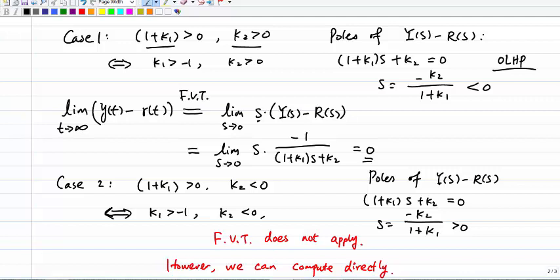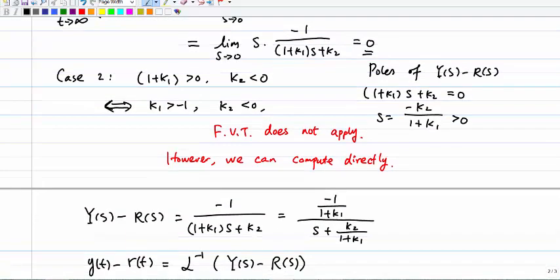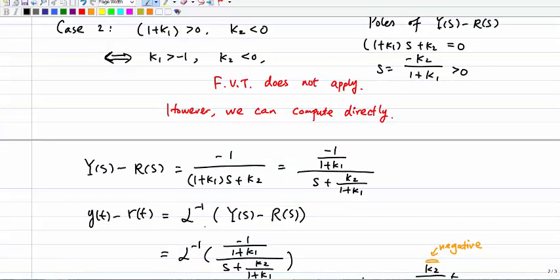Well, fortunately, it's easy to compute the limit directly because I can compute the inverse Laplace transform. So in this case, I can do a little bit of math, which is given here. Y(s) minus R(s) is -1 over this. What I do is I divide both numerator and denominator by 1 plus k1. So -1 divided by 1 plus k1, and the denominator becomes s plus k2 divided by 1 plus k1.